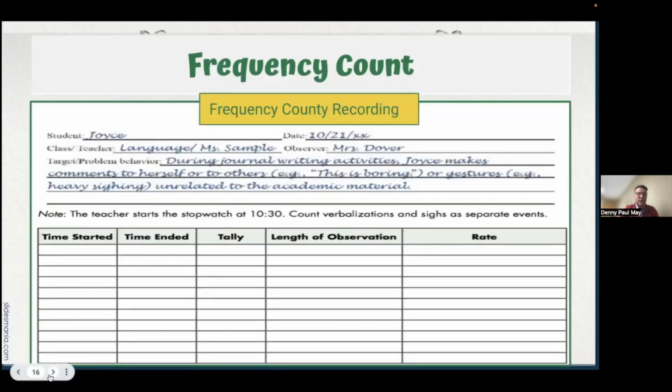Here's an example in a screen capture of a frequency count recording or an event recording, and all you're doing is taking the time the behavior started. During journal writing activities, Joyce makes comments to herself or to others unrelated to the academic material. So that's the target problem. And so then we would say, okay, when does the behavior start? When did the behavior end? And how many times did we see that the behavior occurred? That's a frequency count as well. And then we would see how long the observation was and what the rate was. You can do a little bit of further analysis there with that particular screen.